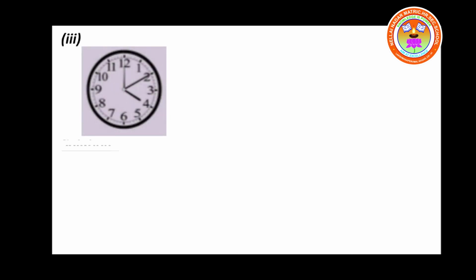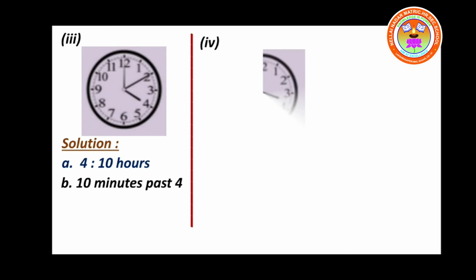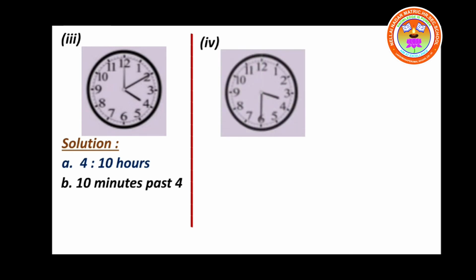Okay. Now next, subdivision 3. Now actually the time is 4:10. You can write 10 minutes past 4 also. Past means it is over. So the two options, option A 4:10 hours and option B 10 minutes past 4. Okay. Now next, fourth one, the time is 3:30. So solution option A, it is 3:30 hours. And another option, half past 3.